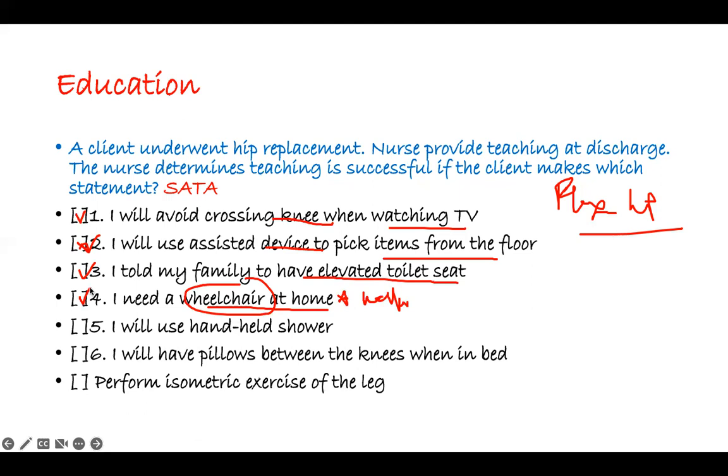You're just looking at one answer choice. Forget about the other one. Don't compare, and make a decision before you move on. I will use a handheld shower. Yes, a handheld shower doesn't let them bend down at the hip too much. I will have a pillow between my knees when in bed. That is good. Perform isometric exercise of the leg. Well, that will strengthen the muscle, and that is good too. So that is the education based on the pathophysiology, the things you know that you need to prevent this disease process. You see what we've done?